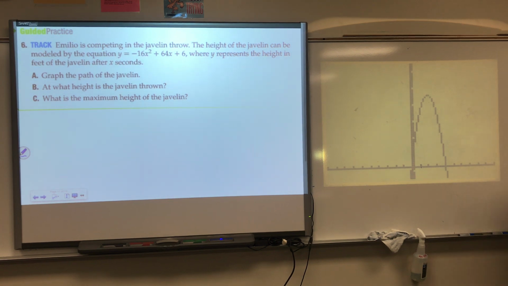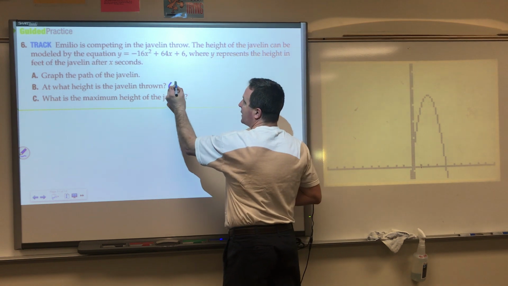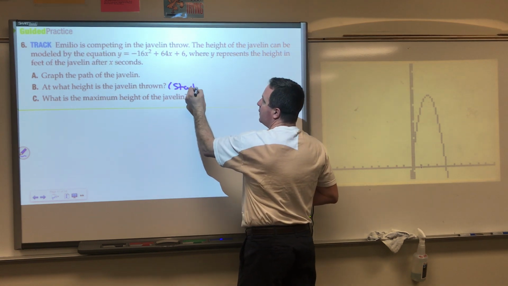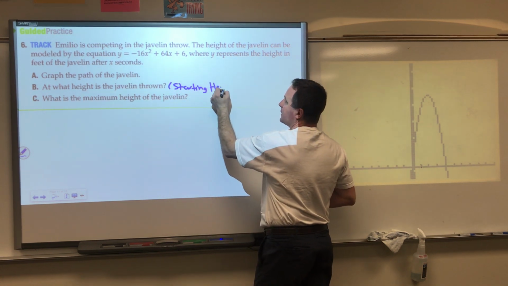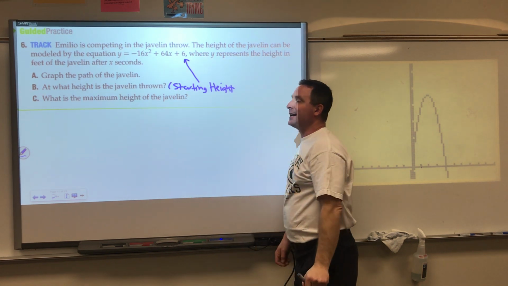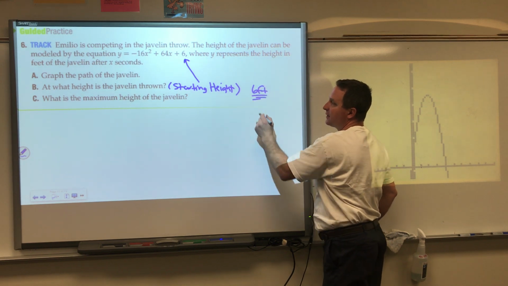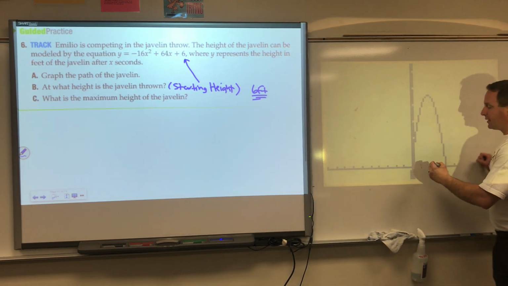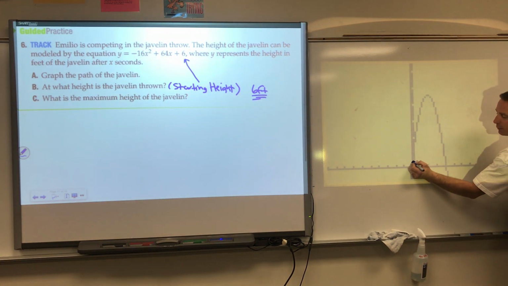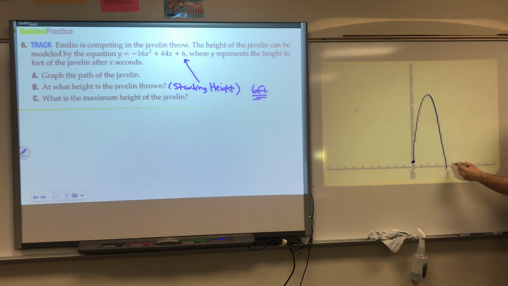So for part A, that's all we have to have. At what height was the javelin thrown? Well, if you remember, this is asking us for its starting height. If you go back to the equation, the starting height is that very last number. In this particular case, it started 6 feet high. It's kind of hard to tell here, but it started right there at 6 feet, and then it went up and came back down.